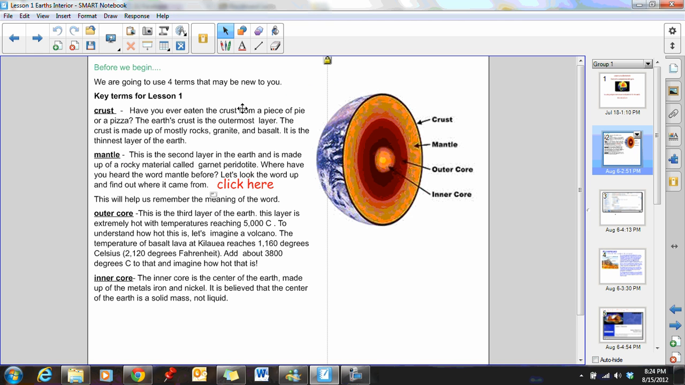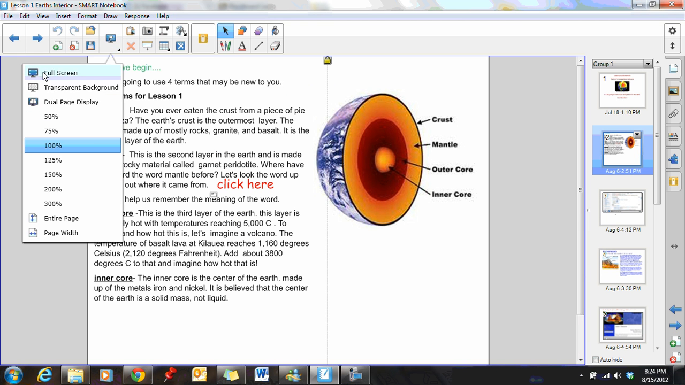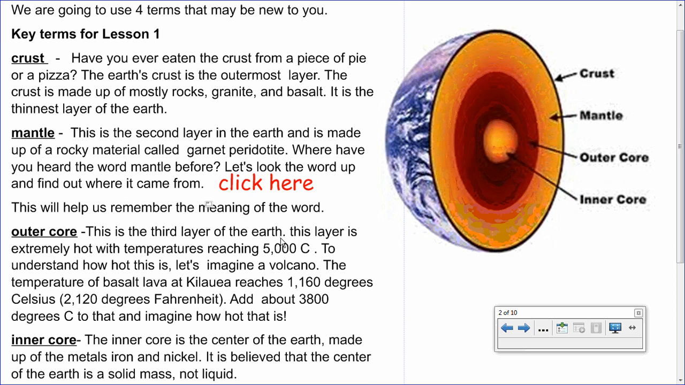Let's go back to our words that we wanted to go over. We went over mantle. Let's talk about outer core. This is the third layer of the Earth. This layer is extremely hot with temperatures reaching 5,000 degrees Celsius. To understand how hot this is, let's imagine a volcano. The temperature of basalt lava at Kilauea reaches 1,160 degrees Celsius. So if you added about 3,800 degrees Celsius to that, imagine how hot that would be. That is pretty hot.